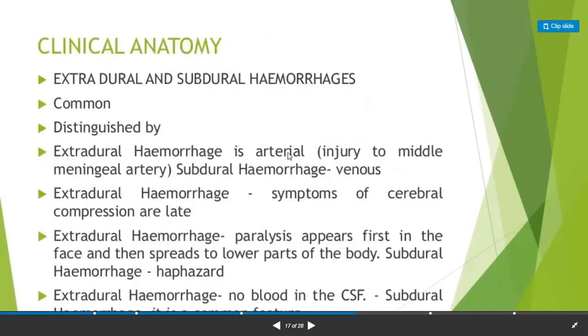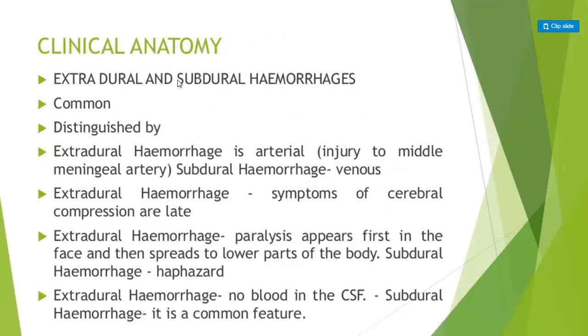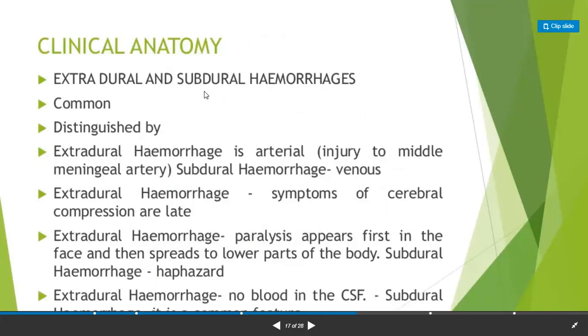Okay, now coming to the clinical anatomy of the dural folds, extradural and subdural hemorrhages are common. Extradural means the bleeding is outside the dura mater. Subdural means the bleeding is below the dura mater. So extradural hemorrhages are usually arterial. It is due to injury of the blood supply coming from outside, that is the middle meningeal artery. Subdural, below the dura mater, the bleeding is usually venous.